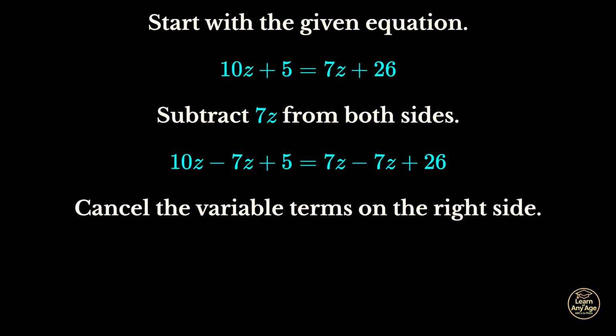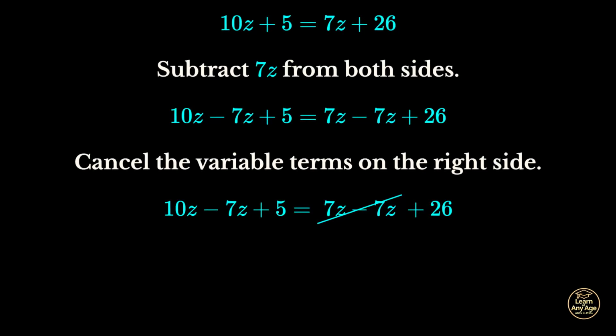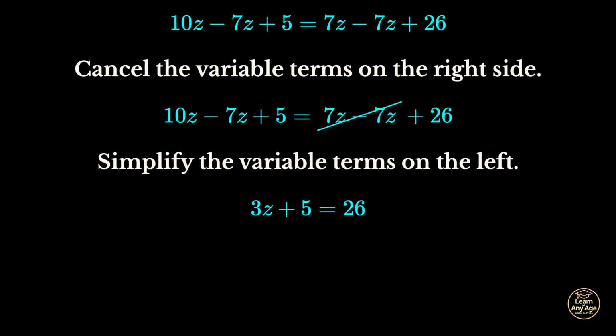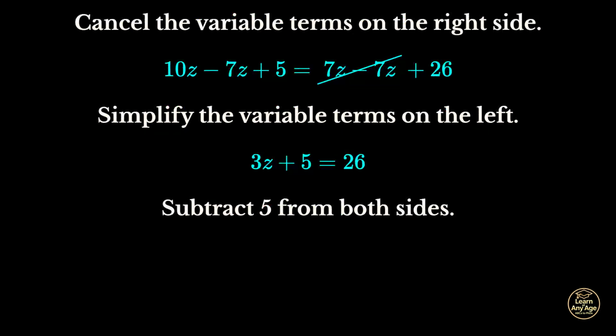Cancel the variable terms on the right side. 10z minus 7z plus 5 equals 7z minus 7z cancelled out plus 26. Simplify the variable terms on the left. 3z plus 5 equals 26. Subtract 5 from both sides.